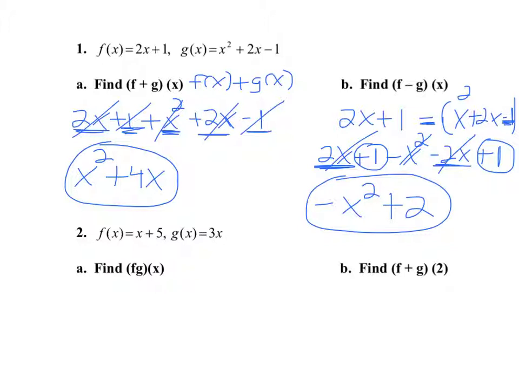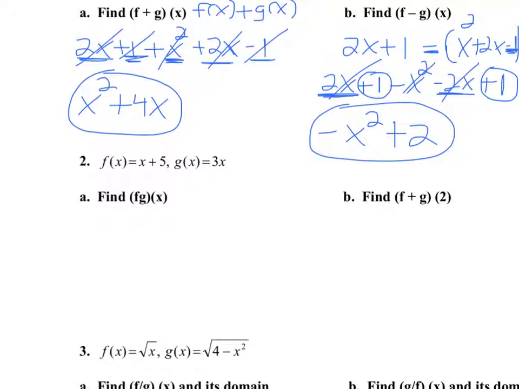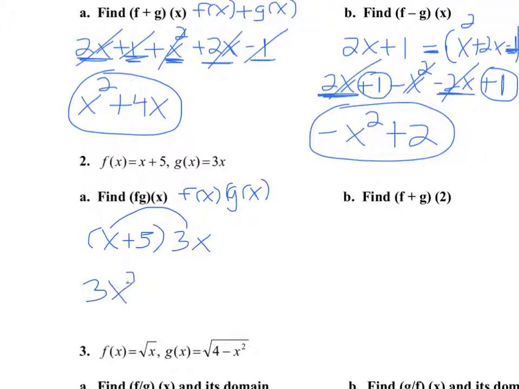Okay, number 2, we're just going to look at a multiplication one. So fg of x, this is the same thing as saying, well, let's just take f of x and multiply it by g of x. Just multiply these together. So let's put parentheses around the x plus 5, and we're going to multiply that by g of x, which is 3x. And it's very simple. All we do is distribute the 3x to the x plus 5. So 3x times that x is 3x squared. And 3x times this 5 is plus 15x. Can't combine those, they're not like terms.